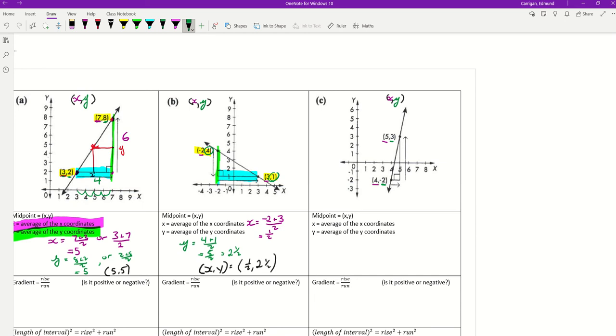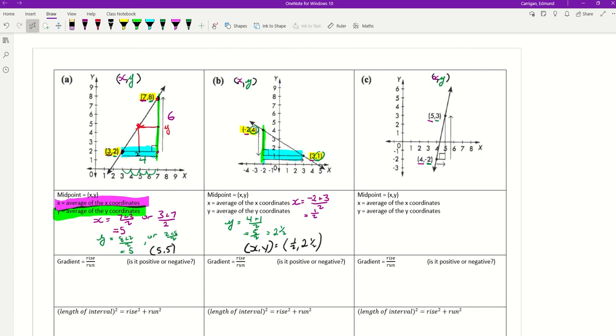6 on 4. So my gradient, and when I look at it, I'm looking for is it positive or negative. It is going that way. That is positive. So my gradient is going to be plus 6 on 4. If I put that in my calculator, or maybe I can simplify that myself, it's 3 on 2.